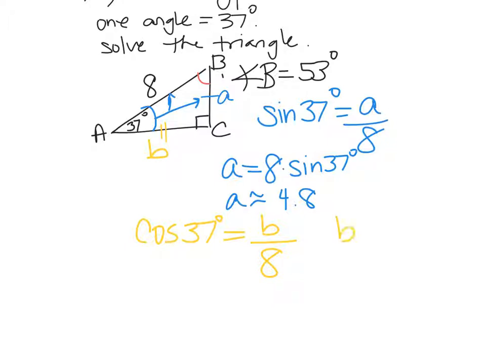So B is going to be approximately, is it going to be bigger than A? Should be. You can hit second enter and change that sine to a cosine if you want to. B is about 6.4. There you go. We solved the triangle. We had 3 parts, and we found 3 parts.